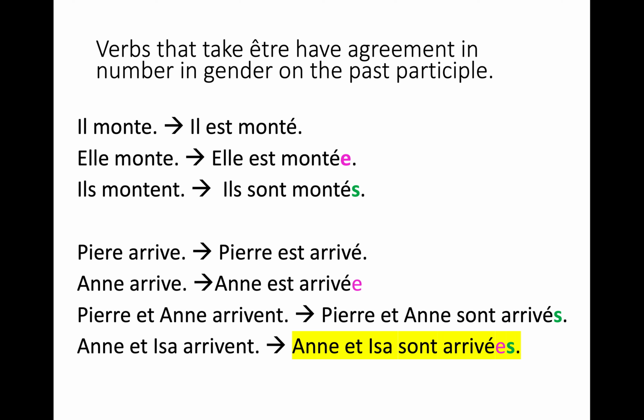Now, I don't know if you noticed, but adding that E and the S does not affect the way we pronounce them. You cannot hear that E or the S. Elle est montée, il est monté. What you can hear is, if I were to say for Pierre and Anne, if I said ils, I-L-S, I would say ils sont arrivés. You can't hear it in the word arriver. And then Anne et Isa sont arrivées. You can't hear it. That's the end of part 3.